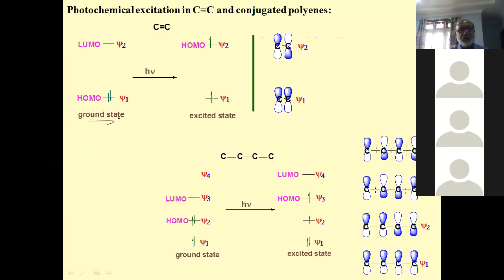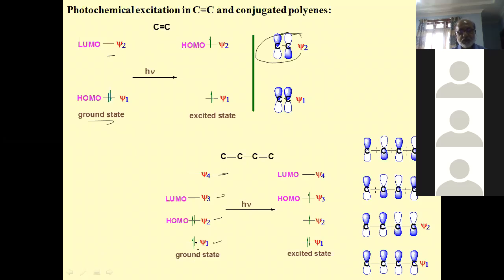This is the ground state HOMO, and this is LUMO, which is Psi2. What is Psi2? This is antisymmetric. You see here, the terminal lobes are antisymmetric. And in case of diene, there are 4 pi orbitals: Psi1, Psi2, Psi3, Psi4.